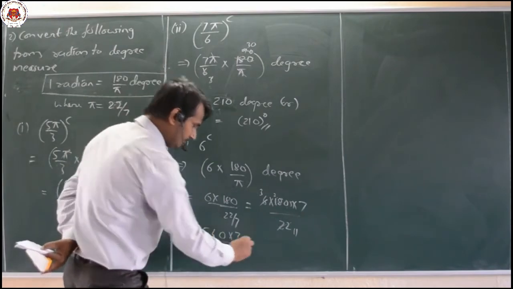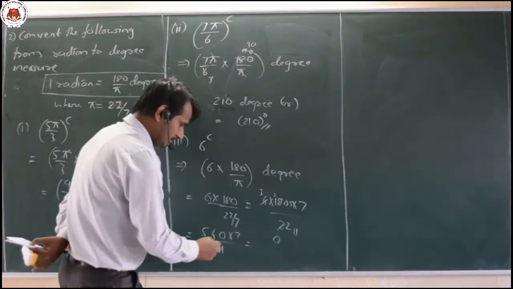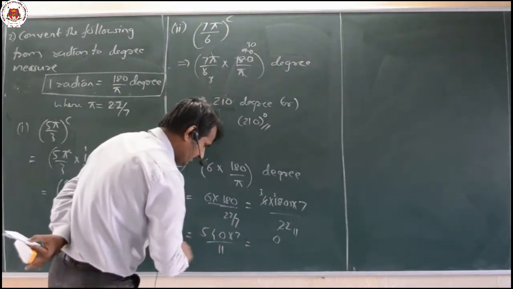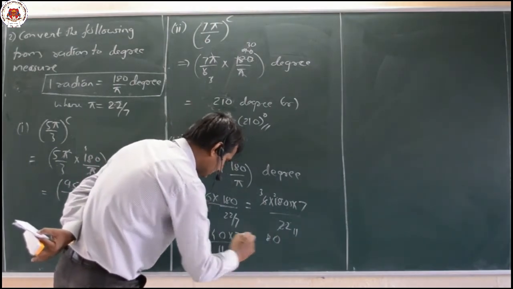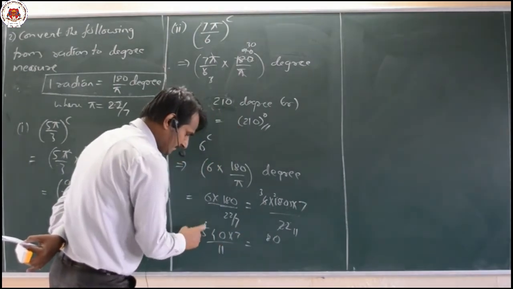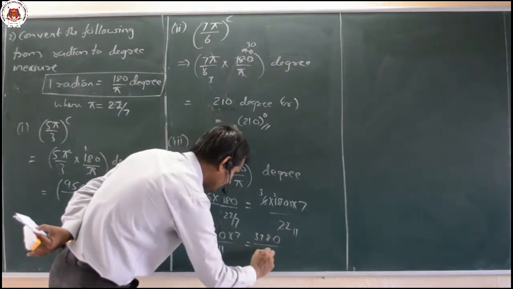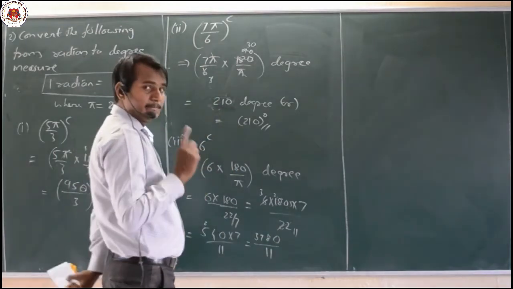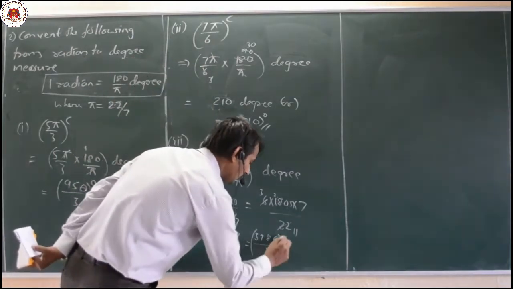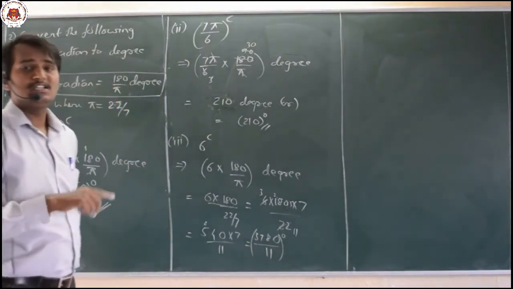Now just we'll multiply, that is 700, then 7 4s are 28, that is 8 here 2 7 5s are 35 37, 3780 divided by 11 here. But here one more thing is, always a degrees we can't keep in decimal points.